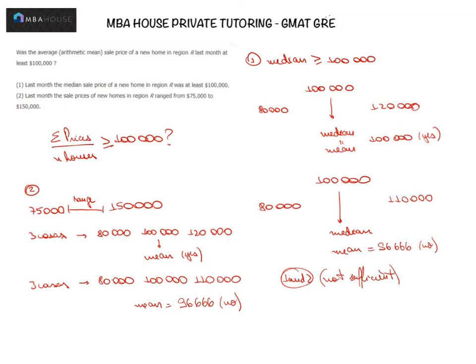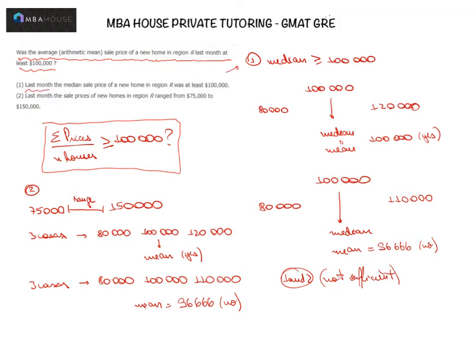Let's go. So, was the average arithmetic mean sale price of a new home in region R last month at least 100,000? Okay. What he's asking is this: if the summation of the prices in region R divided by the number of the houses is equal to or greater than 100,000. Okay.